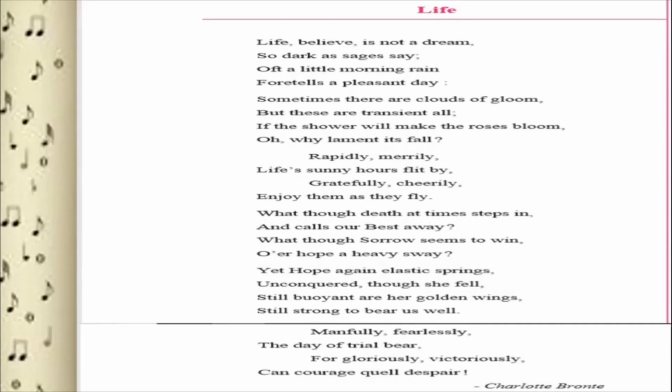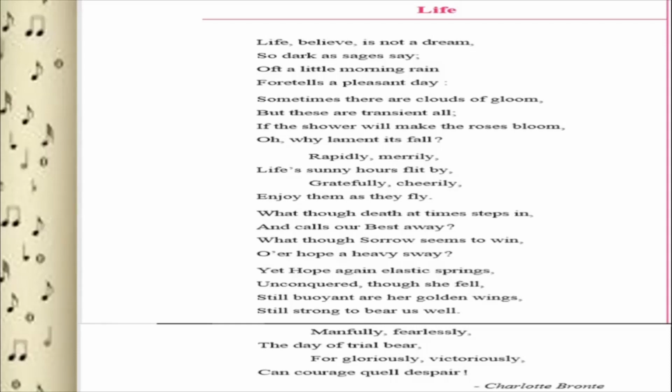So what is the name of our poem? It is Life. So life, believe, is not a dream so dark as sages say. As we go along, I will try and explain the meanings of the words which appear here. So they are saying that life is not a dream. Charlotte Bronte wants to tell us that life, it is not a dream, and it is not dark also.